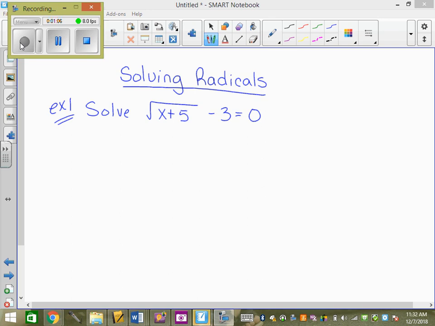It's in the form of x plus 5, so it's to the power of 1 under the square root symbol. So if we had an x squared plus 3x plus 7 or something like that, then we'd have a quadratic. So the first step we have to do is state restrictions, because we have a variable underneath the radical.